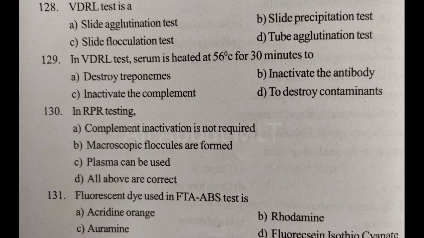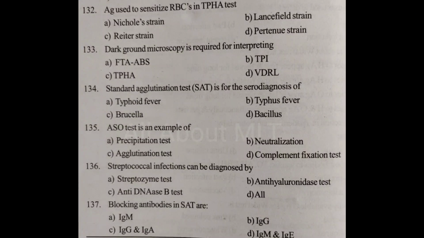Fluorescent dye used in FTA-ABS test is option A, acridine orange, option B, rhodamine, option C, auramine, option D, fluorescein isothiocyanate. Answer is option D, fluorescein isothiocyanate.